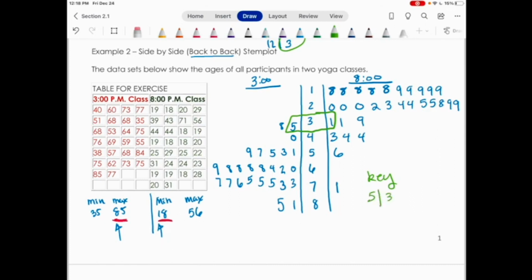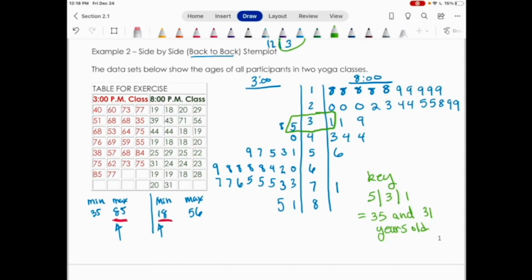So I'm going to do 5/3/1, and I'm going to put that means 35 and 31. And then this is years old. Make sure you include your units in your key.